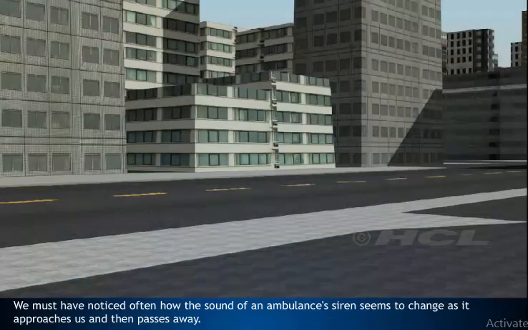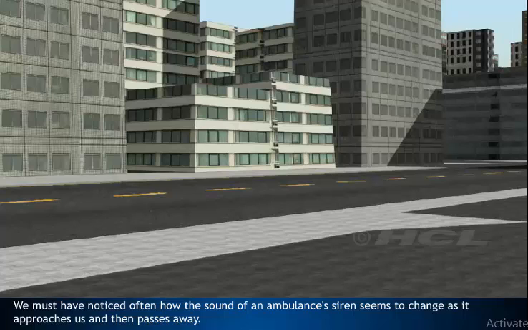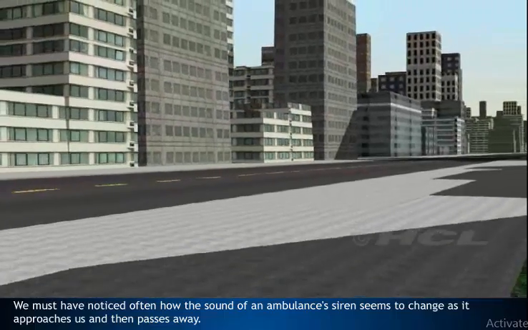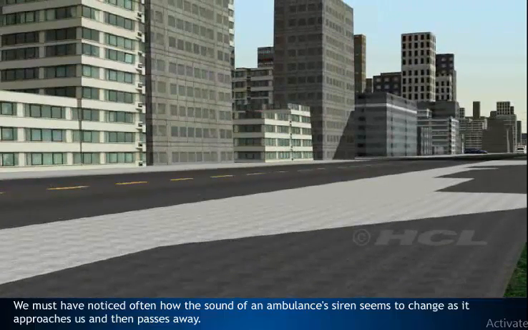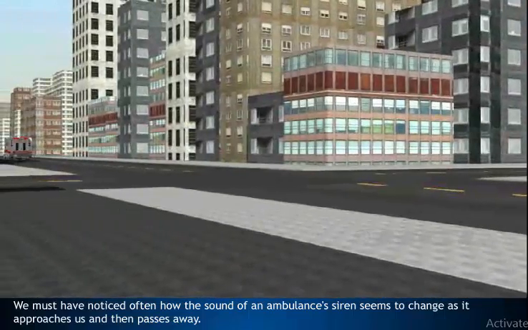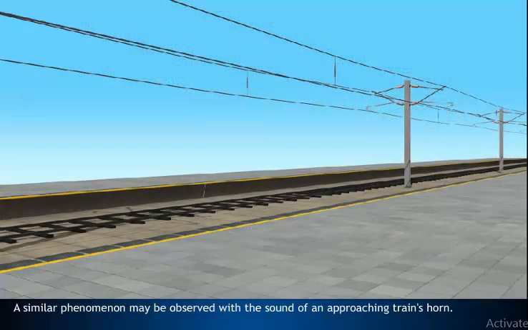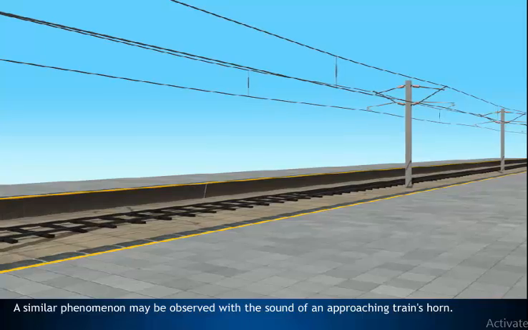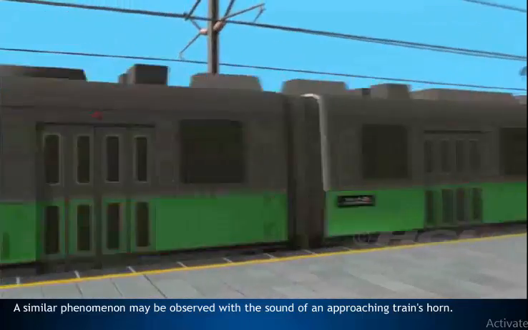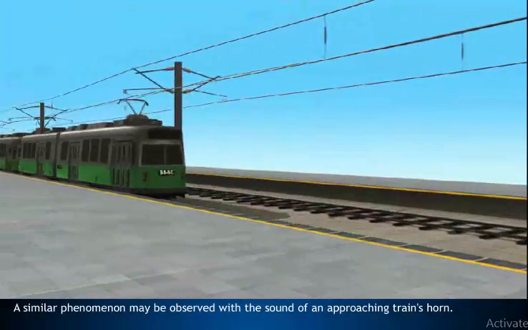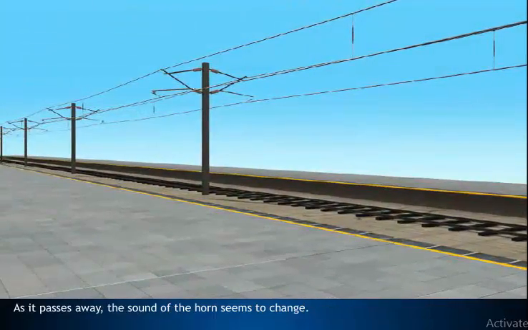Doppler effect. We must have noticed often how the sound of an ambulance's siren seems to change as it approaches us and then passes away. A similar phenomenon may be observed with the sound of an approaching train's horn. As it passes away, the sound of the horn seems to change.